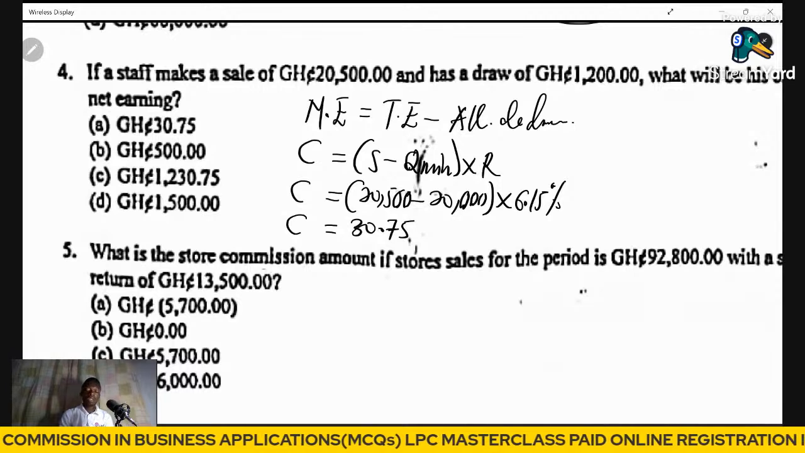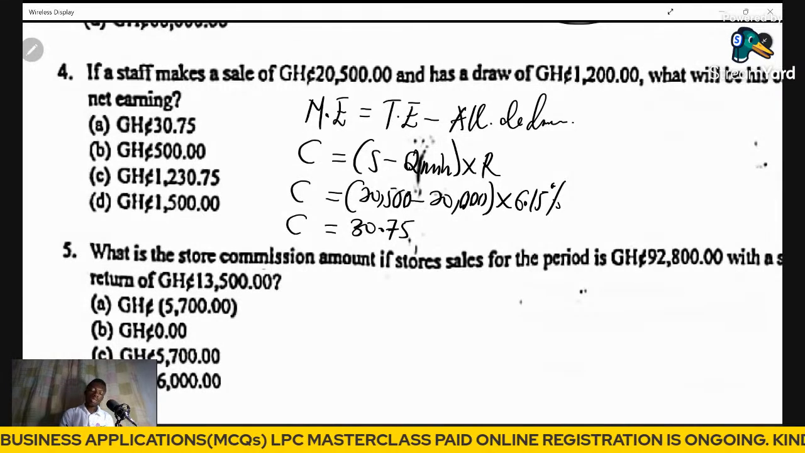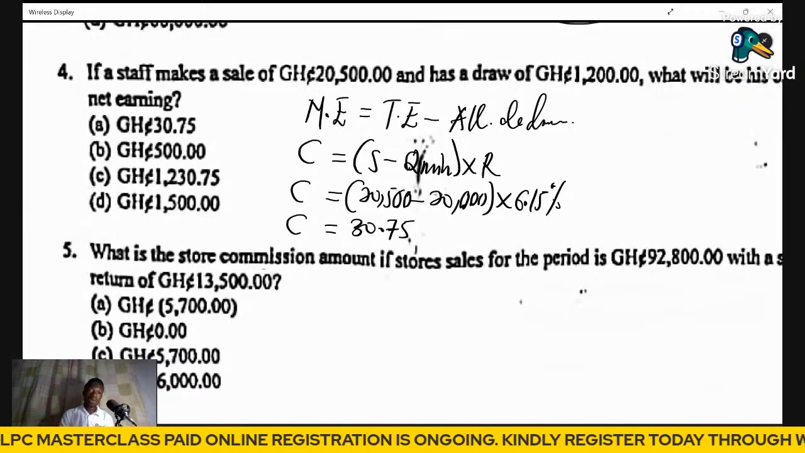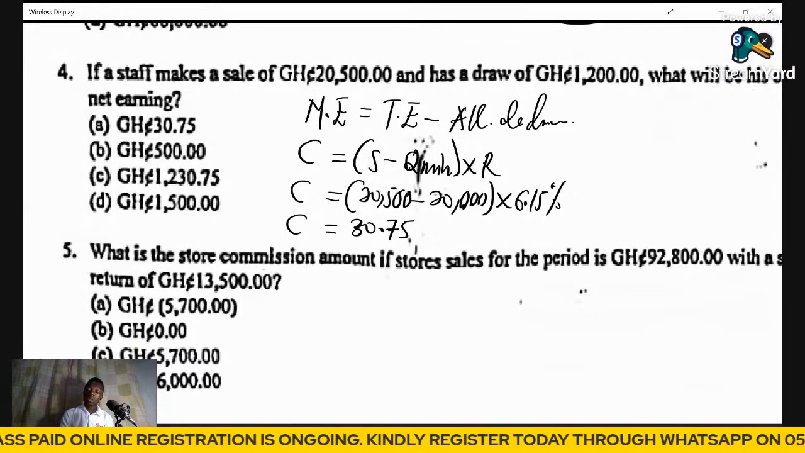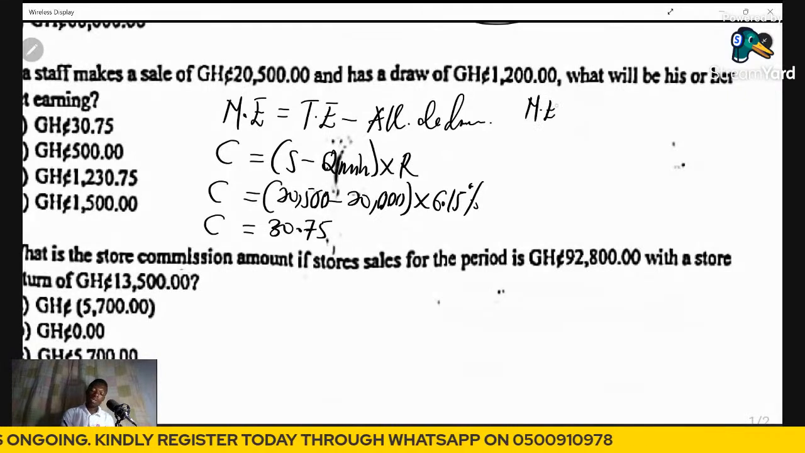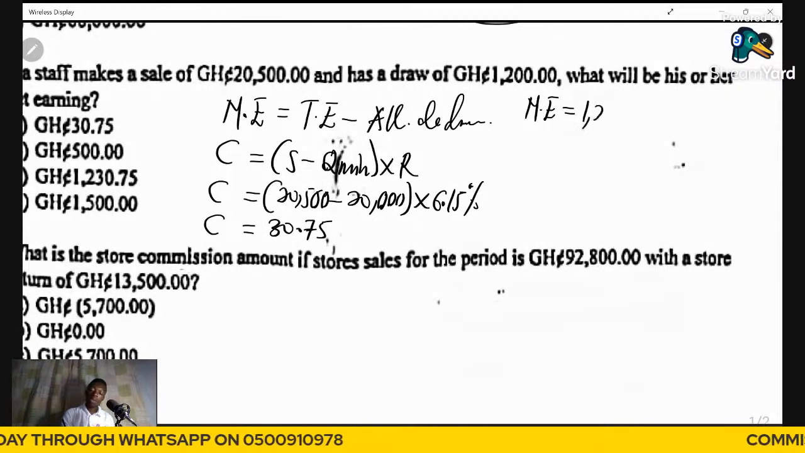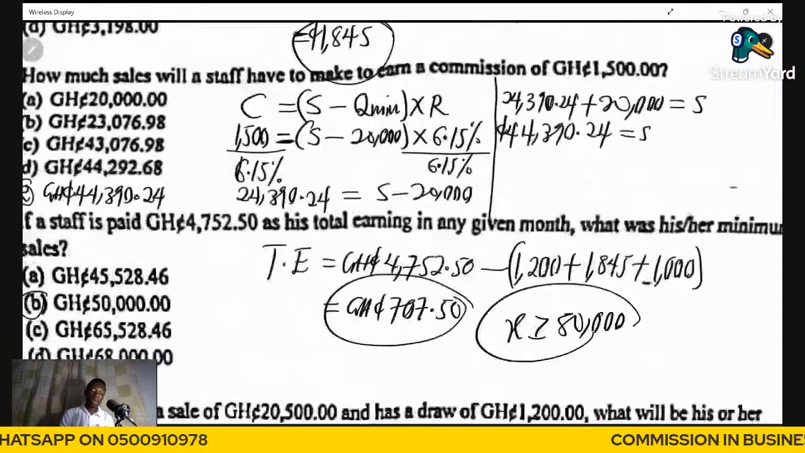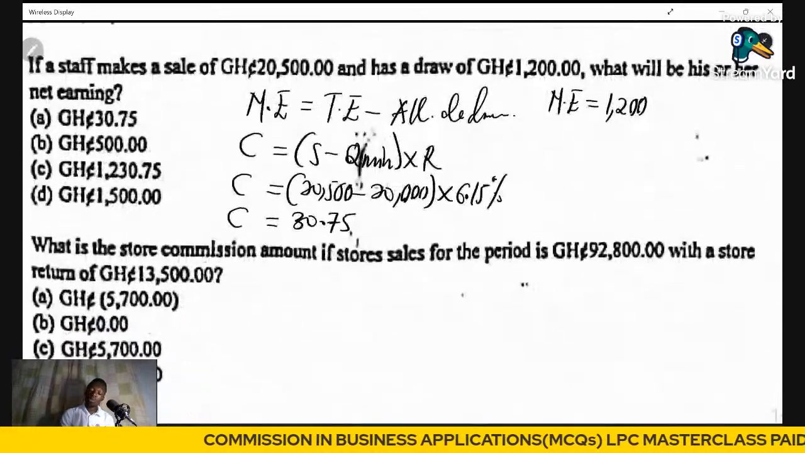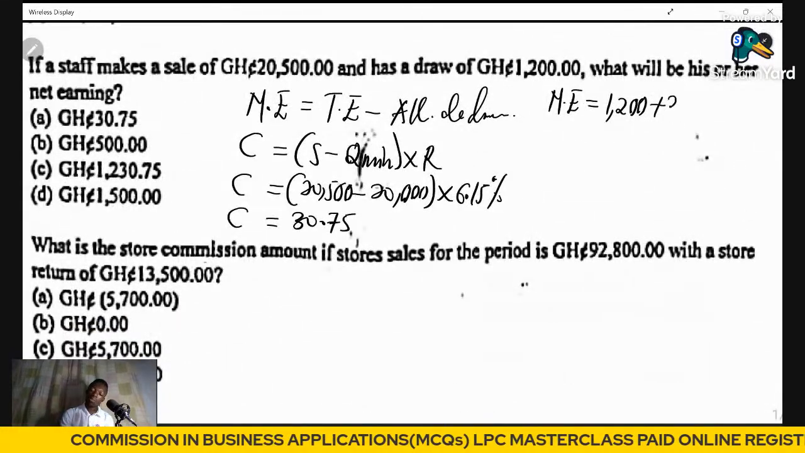So if that is the commission of this staff, then the net earning is going to be the total earning minus all deductions, right? So in this particular case, the net earning is going to be the total earning, which is that of the salary, because he was entitled to a fixed salary of 1,200 for a staff. After that, you add his commission, which was 30 point what?